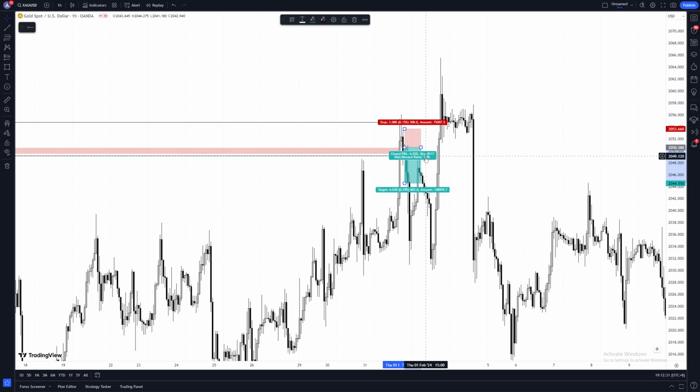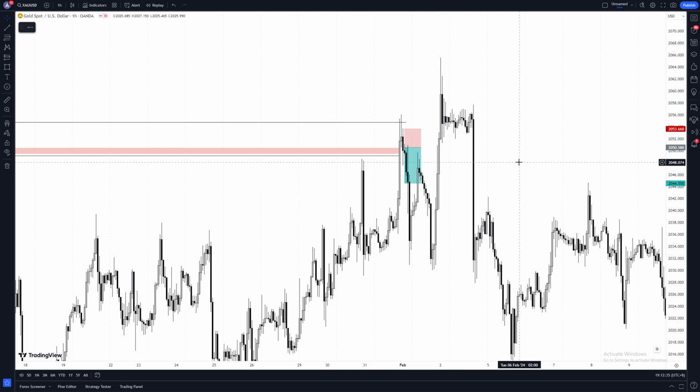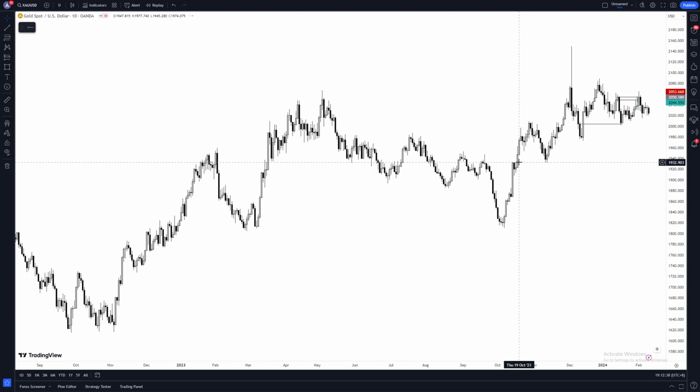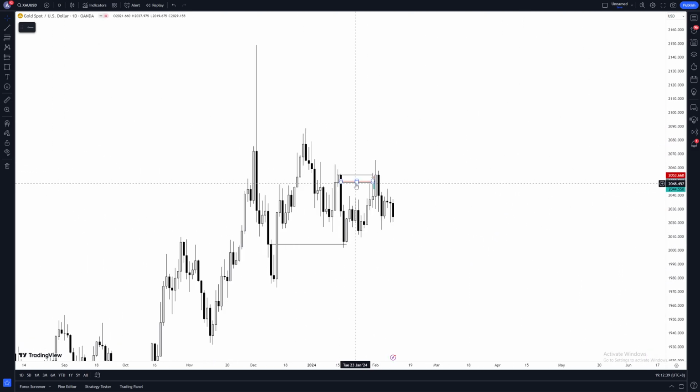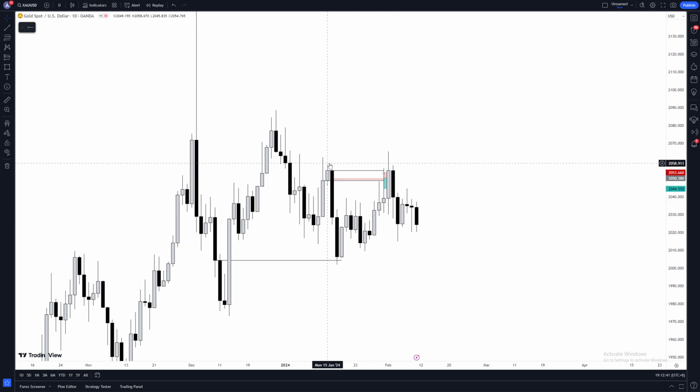Got myself almost a 1 to 2, 1.96, and that was the entry. That was the entire trade, right? So you have to understand something, my whole psyche. You have to understand my psychology, right? Weekly was bearish and daily was bullish, correct? Weekly was bearish, daily started bullish from here. Weekly was bearish, daily was bullish.